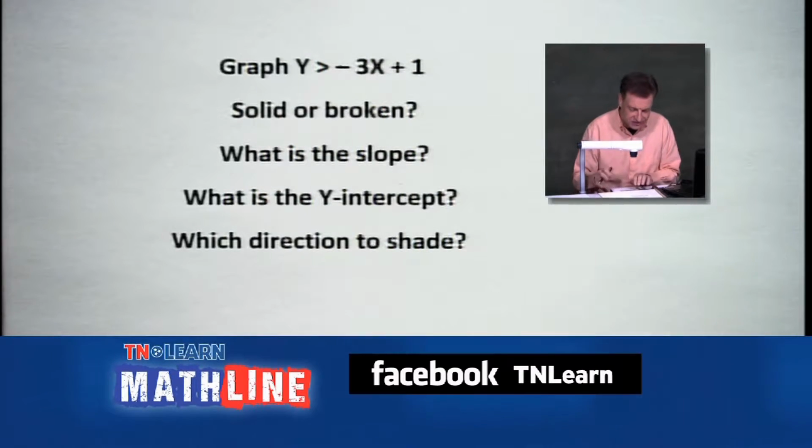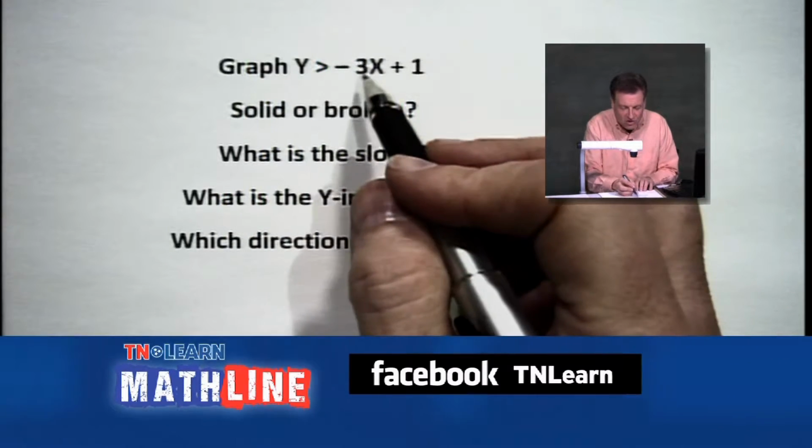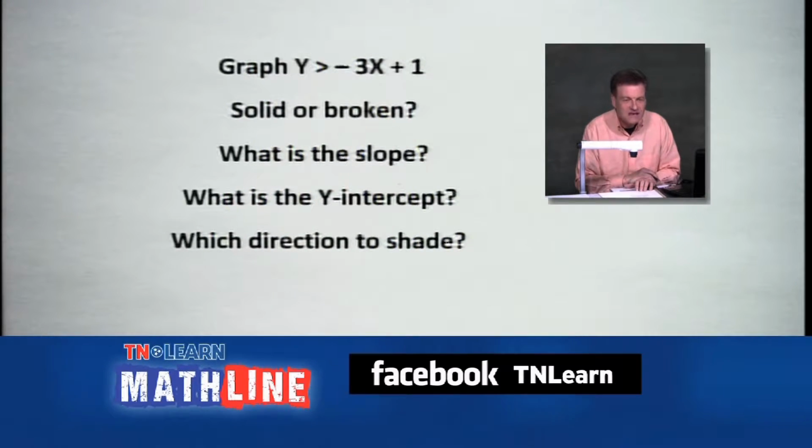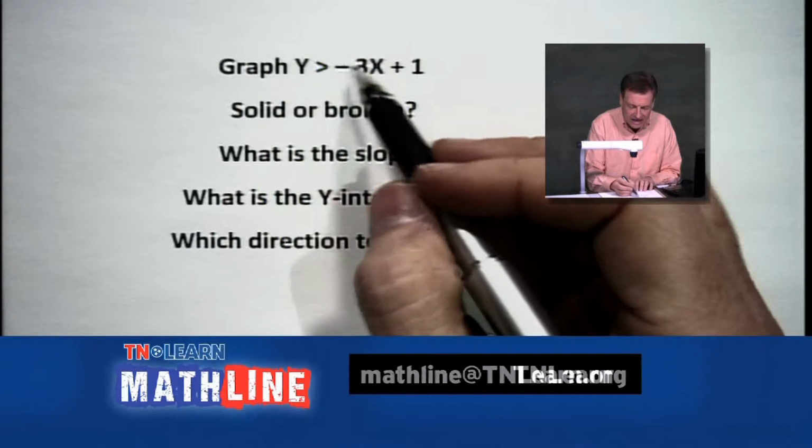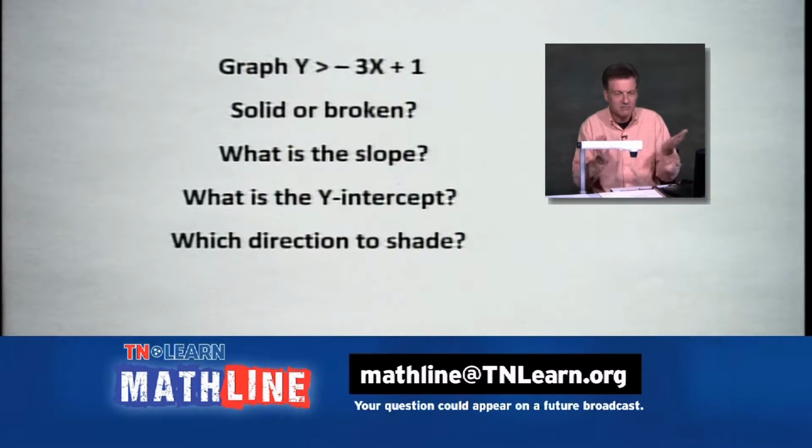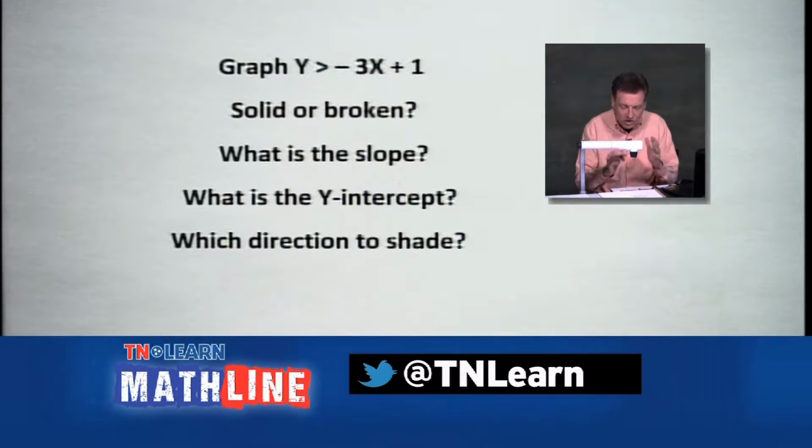Let's take a look at this. This time we're saying y is greater than negative 3x plus 1. There's that y equals mx plus b, all right? You remember the good old formula for slope-intercept. We're still going to do that. We're still going to use the line. If you can do slope-intercept, you can graph these things.